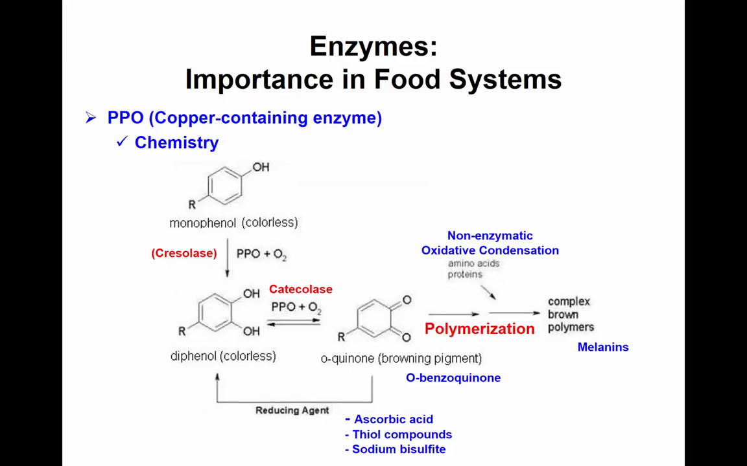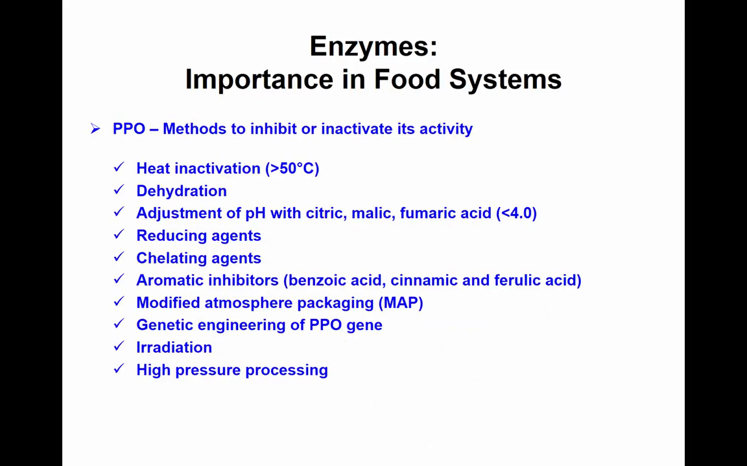So if you have oxygen and you have the enzyme and the substrate, you get here. But if you have reducing agents, you can reduce it back to diphenol and prevent the movement of the reaction into the polymerization stage. Some of the reducing agents could be ascorbic acid and thiol products. That means you have free SH groups that act as a reducing agent, like glutathione, or even cysteine. Sodium bisulfite is also a reducing agent, and can reduce the compound backwards. In the presence of sulfite or sulfur dioxide, you can form a sulfur adduct. So the quinone can form a sulfur adduct, and the reaction will not proceed to polymerization.